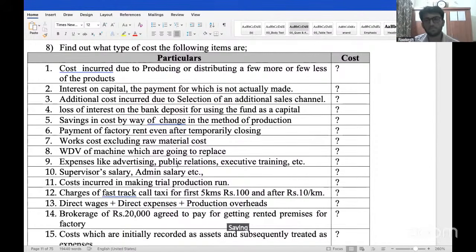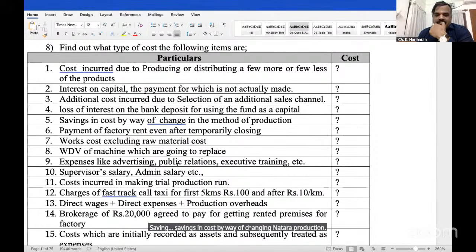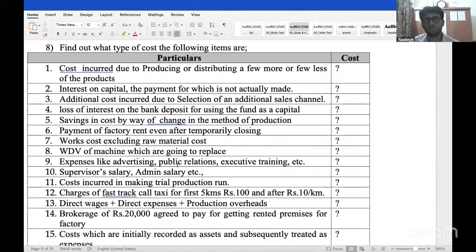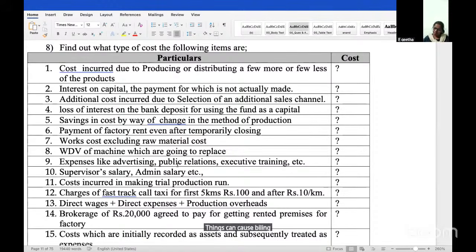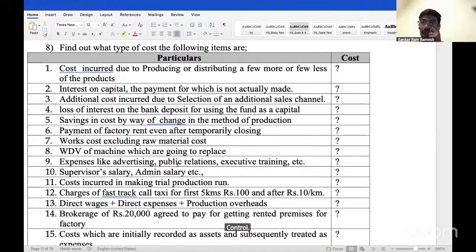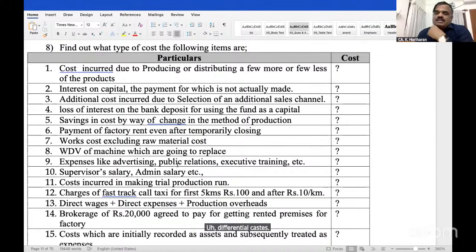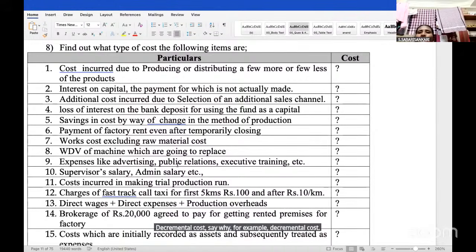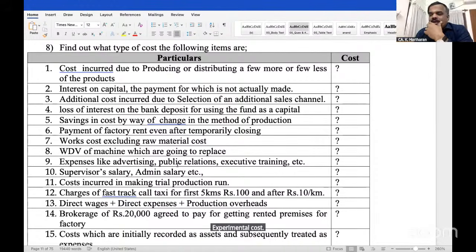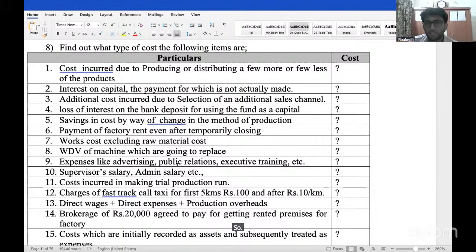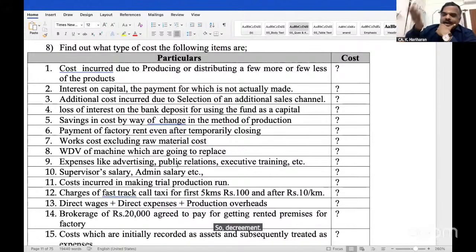Savings in cost by way of change in method of production. Differential cost, sir. Decremental cost. Save ஆயிருக்கு, குறைஞ்சிருக்கு. Decremental cost. Incremental is the opposite of decremental. Decrease in cost, decremental cost.